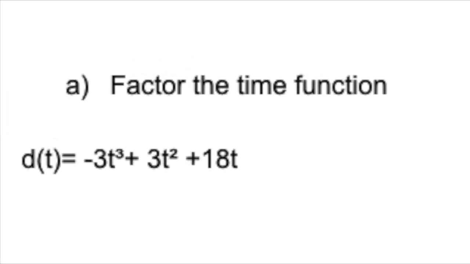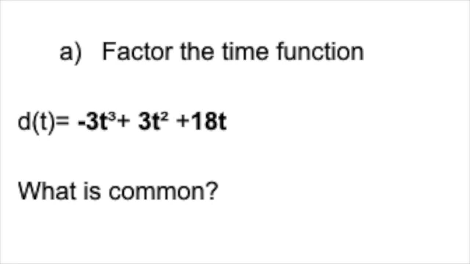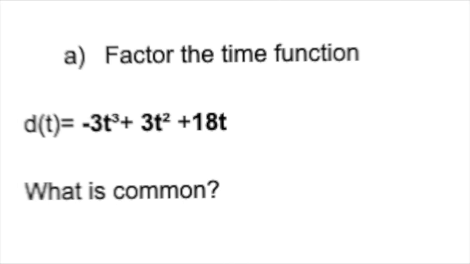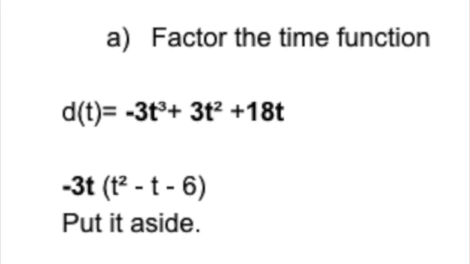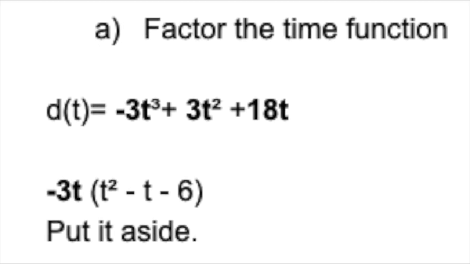Starting with question A, we are asked to factor the time function. So where exactly do we start? If we are looking to factor, we want to find a factor in the equation that is common in each term. So in this case, I recognize negative 3t is present in each of the different terms. When we factor the negative 3t out, we are basically going to be dividing it by each term.